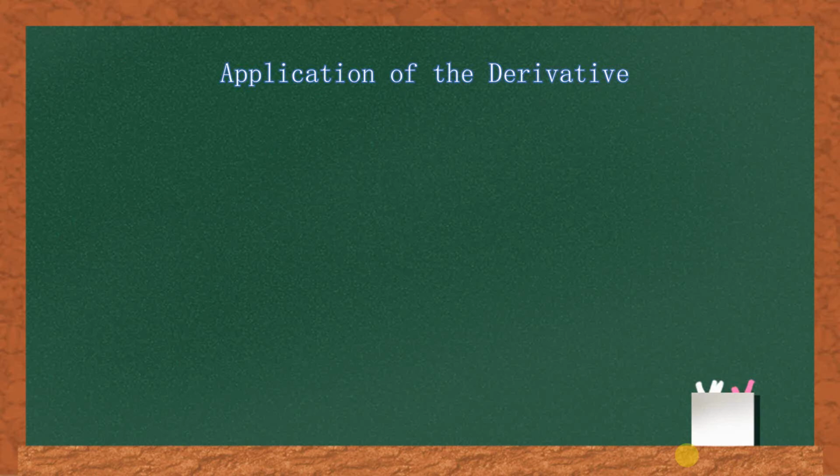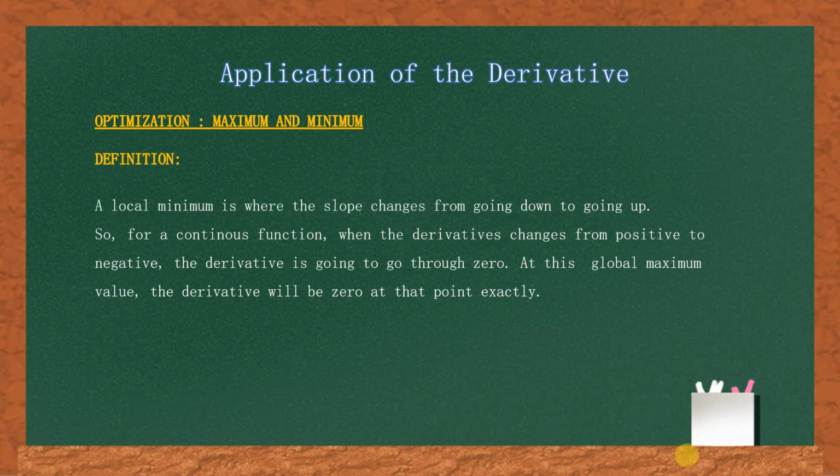We chose Chapter 3, Application of Derivative, Part B, Optimization, Maximum and Minimum. First, let us define this topic. A local minimum is where the slope changes from going down to going up. So, for a continuous function, the derivative changes from positive to negative. The derivative is going to go through zero. At this global maximum value, the derivative will be zero at that point exactly.